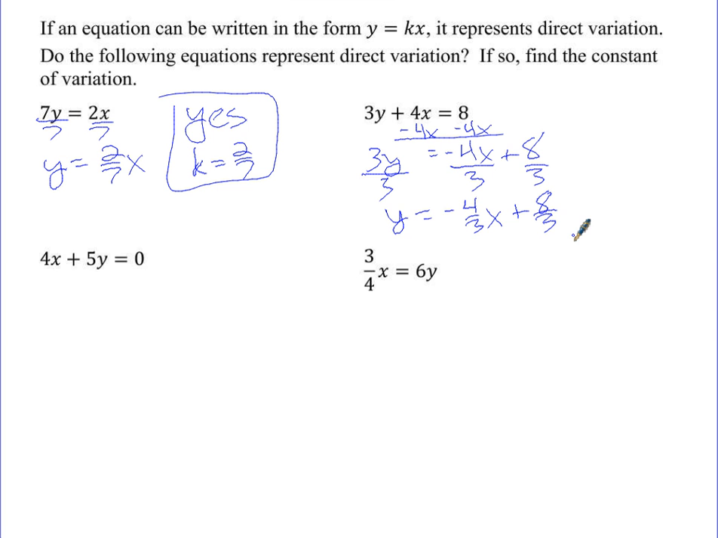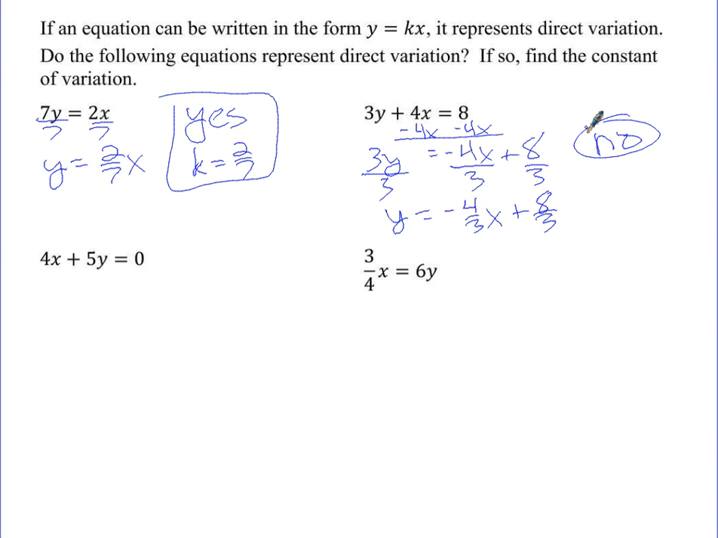Yeah, it's not y equals kx. It's not y equals just some number times x. We got this extra stuff hanging off to the side here, and we don't know what that is, but that's not direct variation. So the answer here is no. And because it's not, we don't have to find the constant of variation. We don't have a k here. It's not even direct variation.